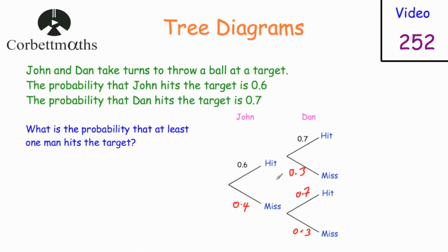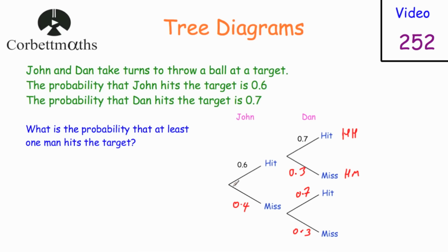Now let's consider the outcomes of John throwing the ball and then Dan throwing the ball. Well, if we go along the branches, we can find out all the possible outcomes, and that's the great thing about a tree diagram. So let's start here, and John throws the ball and he can hit it, and then Dan can hit it. So that's a hit and then a hit. Then we could have John hits the target and Dan misses the target, so that would be a hit and a miss.